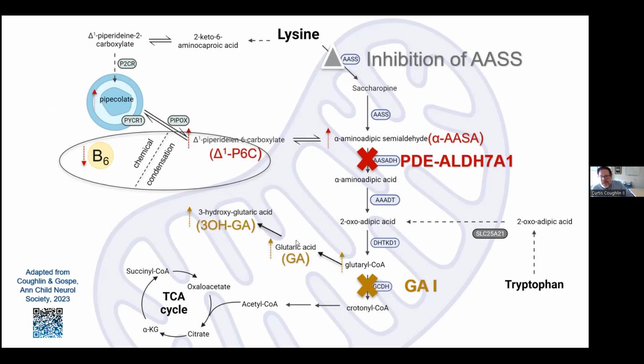So if you are under the belief that these diseases are caused by the accumulation of some neurotoxic compound, which could be AASA in PDE and 3-hydroxyglutaric acid in GA1, then inhibiting this pathway in general will result in a whole lot of lysine, hyperlysinemia, which we know some patients have and seem to be completely normal, and might improve all of the symptoms in this disease. And so there are, at my last count, somewhere around 10 groups who are looking at this therapeutic approach.